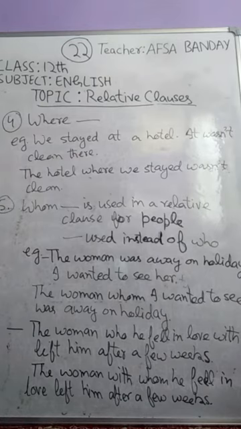With whom, we also use prepositions sometimes, in order to give it a complete meaning. For example, we say the woman who fell in love with him left him after a few weeks. In this example, we will write it like this: the woman with whom he fell in love left him after a few weeks. So whom is also used for people, and it usually replaces who.